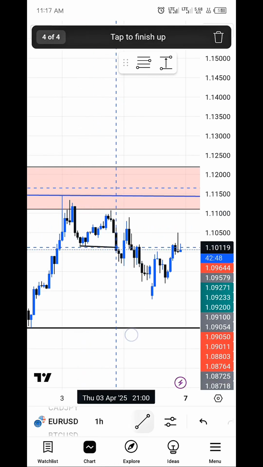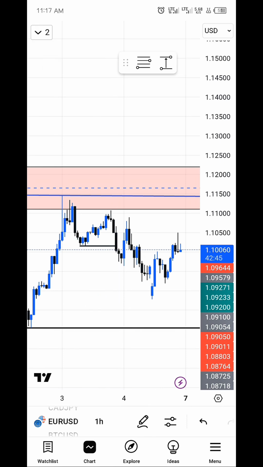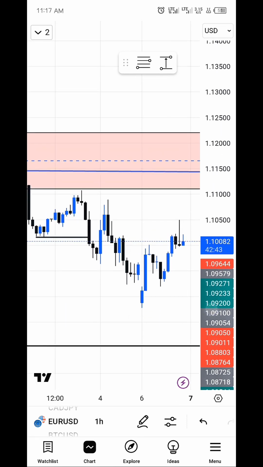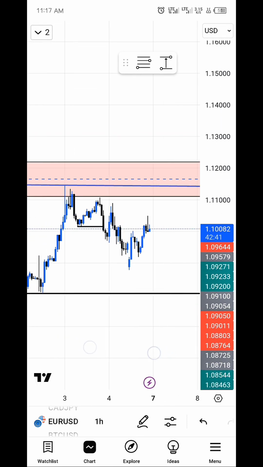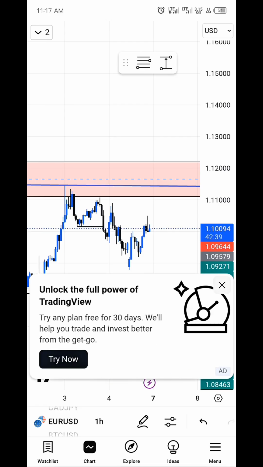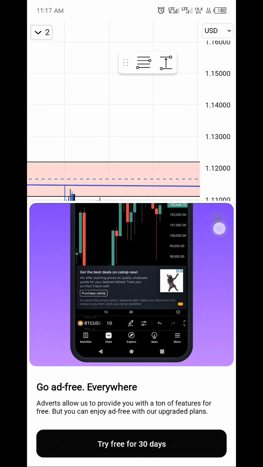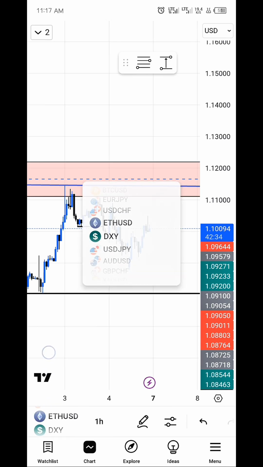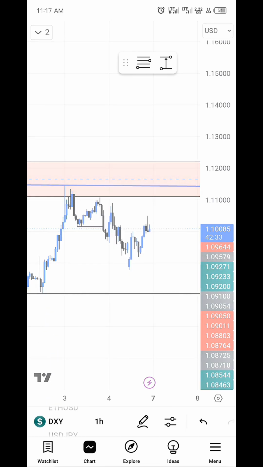So we see that here there was somewhat of a breakout structure, and now that is like confirmation that we are going to start selling. Again, this is my personal view, and this is not financial advice. This is how I would approach the markets.